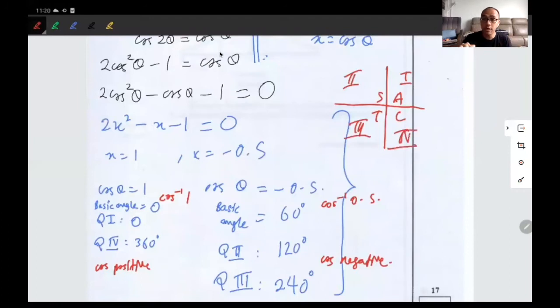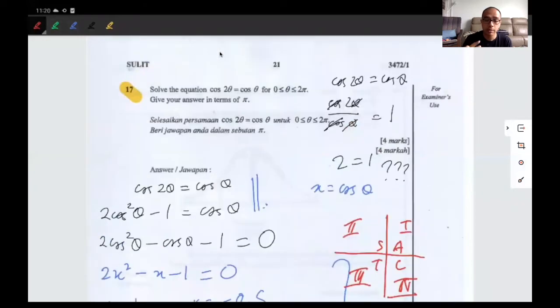Okay, cos is positive at quadrant 1 and quadrant 4. Cos is negative at quadrant 2 and quadrant 3. Okay, so yeah. Take some time to ulang kaji this. And this is actually pretty simple. Sebenarnya dia senang.